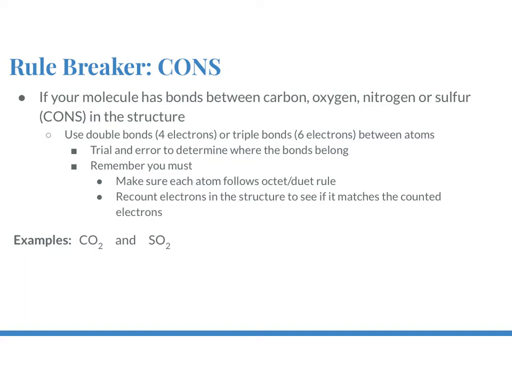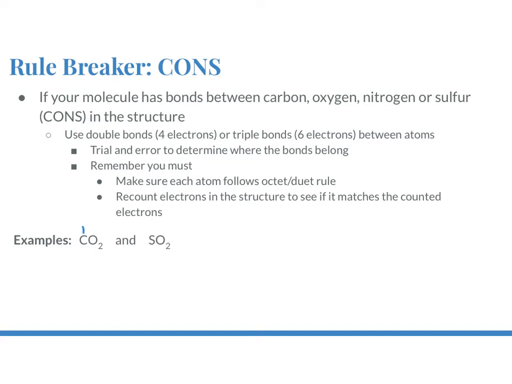Just remember that when you are doing these, you have to make sure that each atom follows the octet or duet rule appropriately, and you have to recount the electrons in the structure each time you redo it to see if it matches the counted electrons from step 1. So the first one we're going to do is carbon dioxide. Just going off the rules that we did before, I know that you already know this is a rule breaker, but I'm just going to follow the steps.